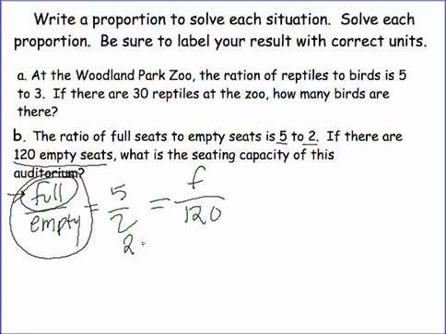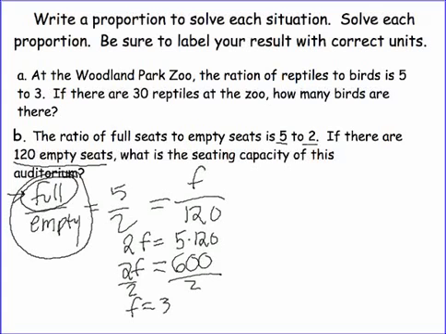So 2f equals 5 times 120, and then we end up with 600 equals 2f, divide by 2, and we have f equals 300. So now in order to get the seating capacity of the whole auditorium, we have to add the empty seats plus the full seats. So empty plus full would equal all of them, right? All of the seats in the auditorium.